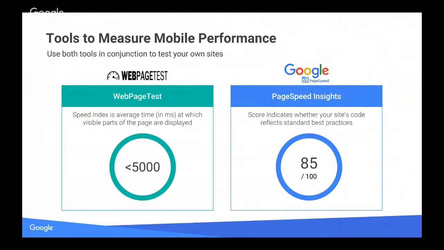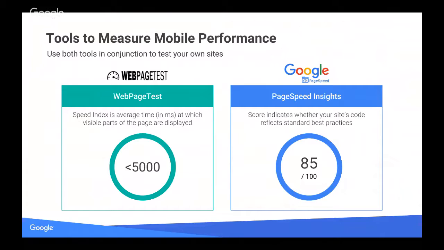Today, I will introduce 2 things you can use to measure your mobile speed performance. The first one is WebPageTest. The second one is PageSpeed Insights. We recommend you use both of them to test your own websites, because they provide different useful information. WebPageTest measures the actual speed by simulating what happens on actual mobile devices, but it does not provide recommendations to improve speed.